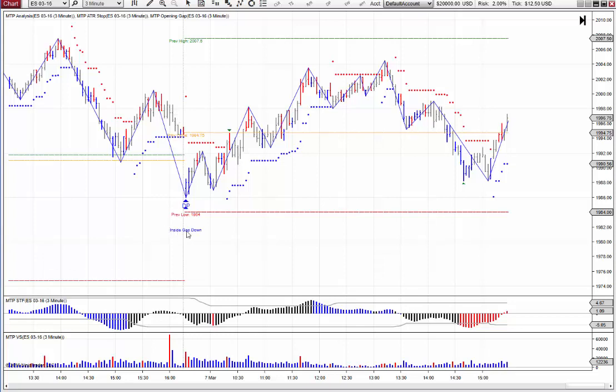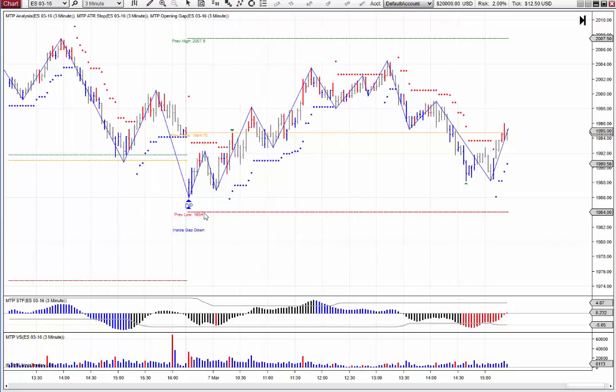So the indicator tells you with an inside gap, an outside gap, and also plots the previous day's high, previous day's close, and the previous day's low. The high, low and close of the previous day, so you know where the gap is inside or outside in relation to that.